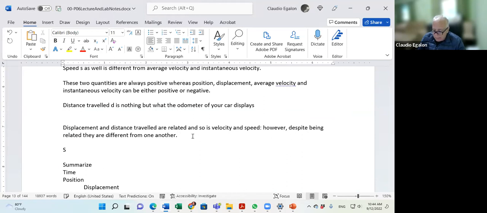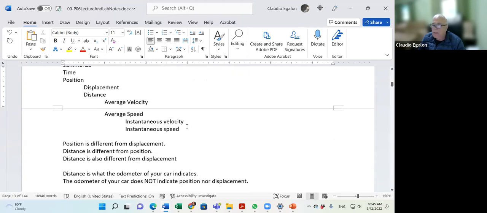Now, what about speed? That is average speed and instantaneous speed. And the speed s will always be the positive value of whatever velocity we are working on. Okay, so that's what we have.